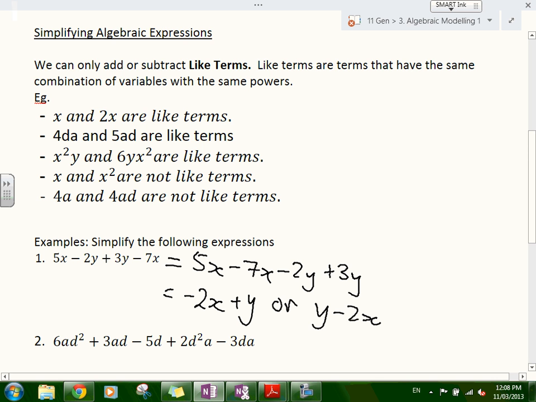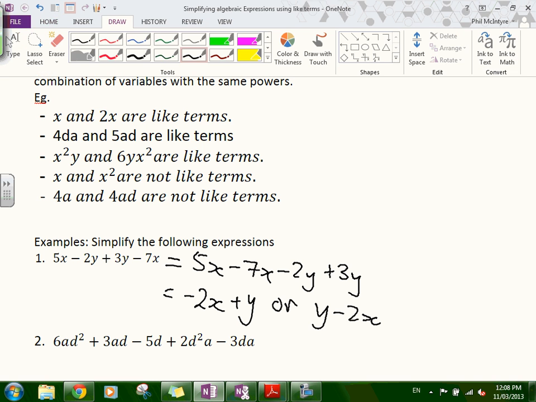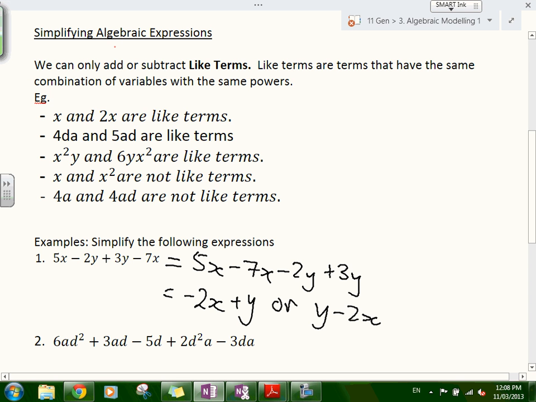And this adds to an interesting point that again we need to be taking note of, which says that the sign before the term belongs to that term. Okay, this is 5x, this is positive. This one's negative 2y. It's always negative 2y, whether you rearrange it and move it around, this negative sign sticks with this term. Because it's not positive 2y, it's negative 2. Okay, it's a distinct difference. This negative sign sticks with 7x, and this positive sign sticks with the 3y.